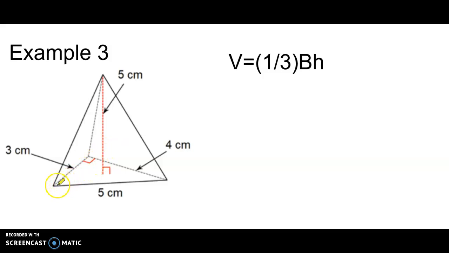So let's highlight the base again. So here we have another right triangle that is our base. That's the shape of our base. So I know that to find the area of the triangle, I'm going to have to multiply it by 1/2 times 3 times 4, because that's the base and that's the height. And then we're going to multiply the whole thing by 5, because that's how tall it is. But again, we're taking a chunk out of the triangular prism, so we have to multiply it by 1/3 as well. So let's go ahead and rewrite this formula.